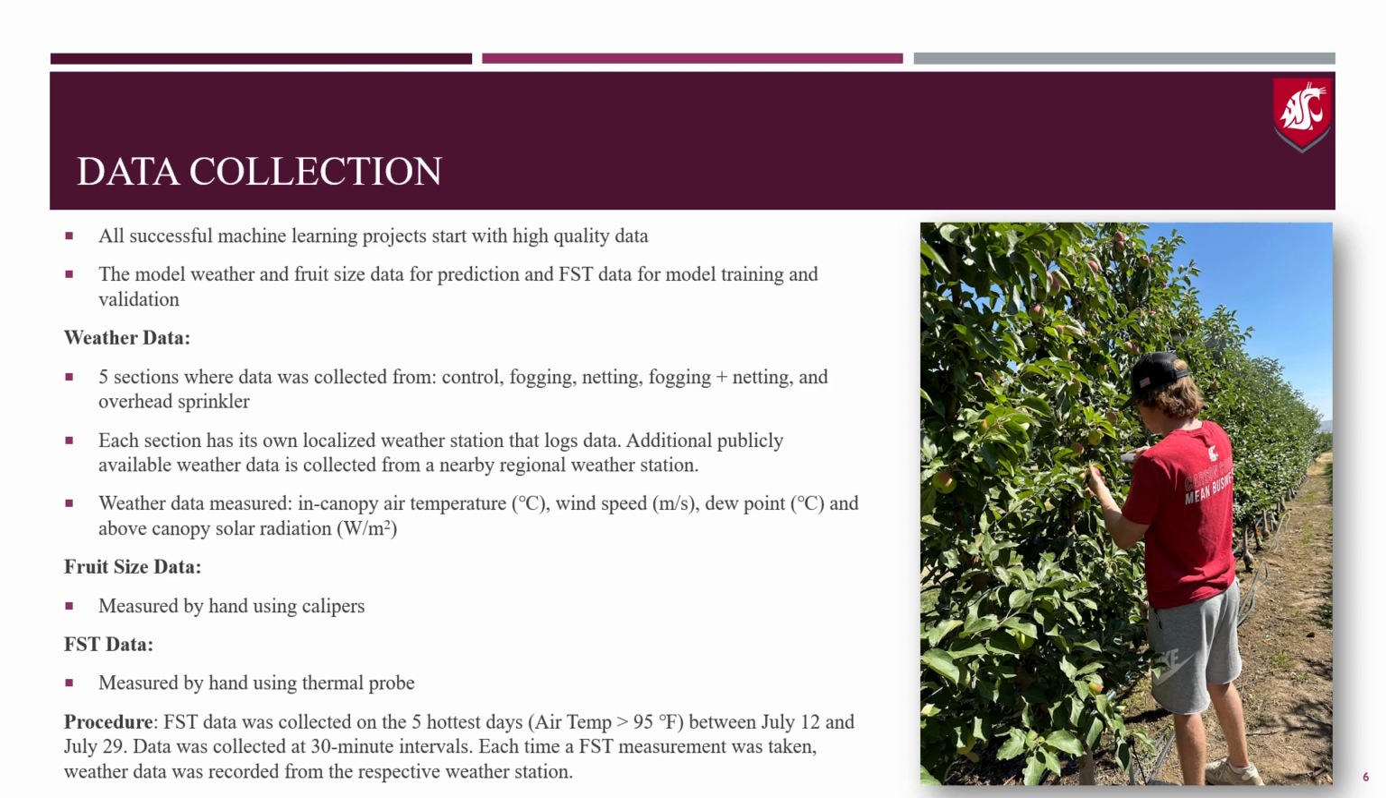During the 5 hottest days between July 12th and 29th, 2022, data was collected by hand. For each of the heat stress mitigation techniques, 3 apples directly exposed to sunlight were selected per tree for 6 trees total in 30-minute intervals.